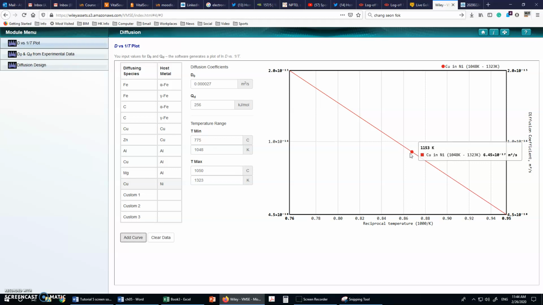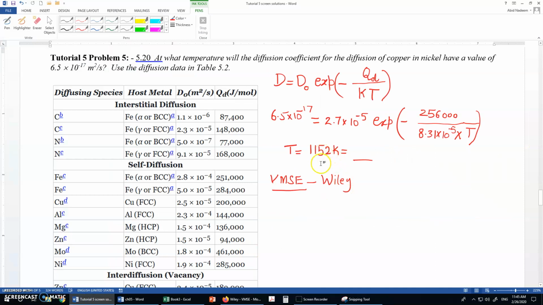For this 6.45 × 10^-17, you can see a temperature value of 1153 Kelvin. So you can record this value, 1153. As you can see, our answer was 1152 Kelvin, and from this VMSE you can see that the value is 1153, which is quite close. So this problem can also be solved by the VMSE web page.